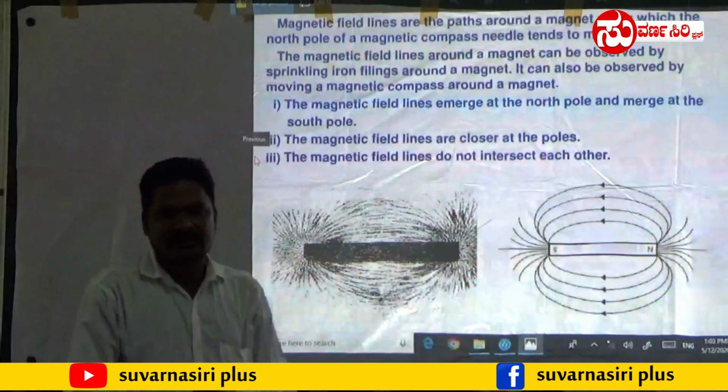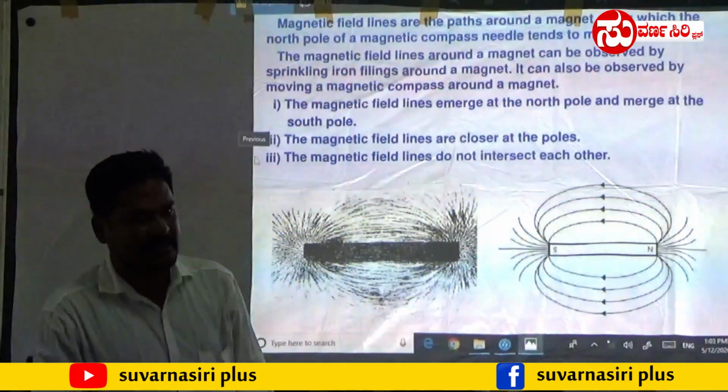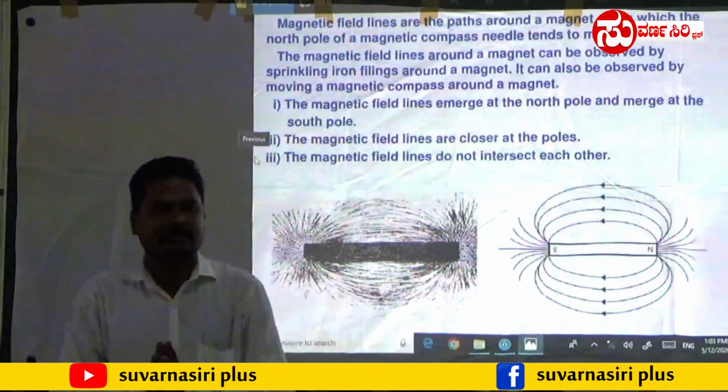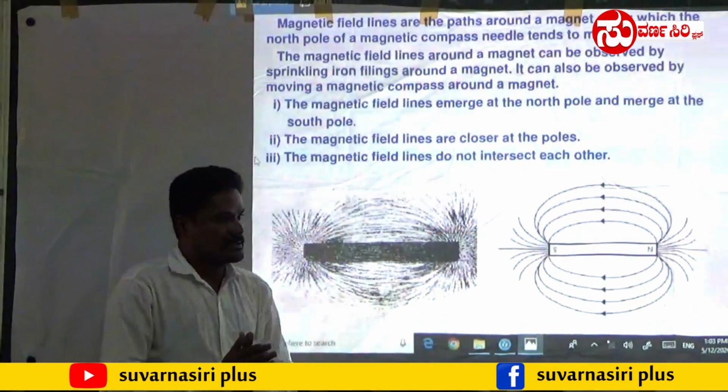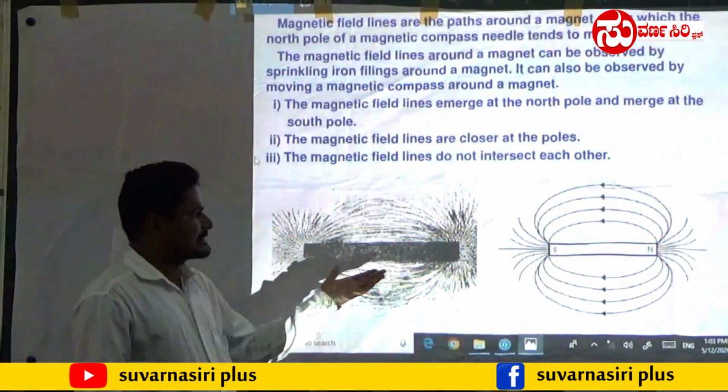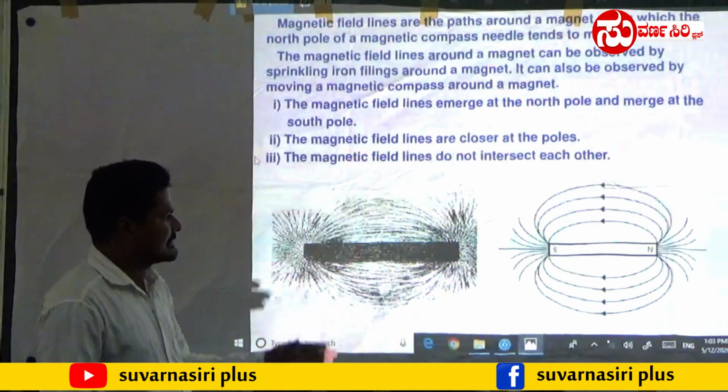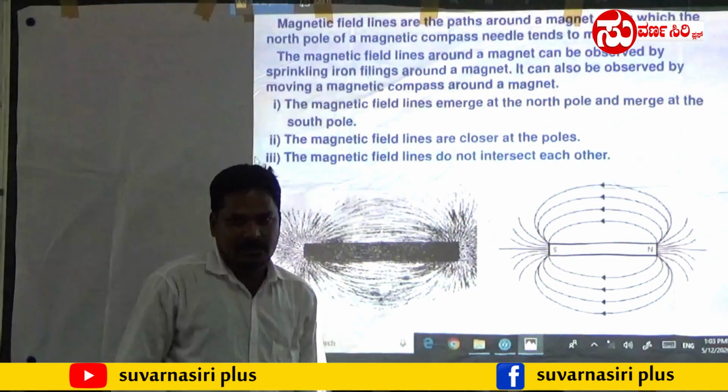Okay. So first of all, magnetic effect of electric current. First we discuss the magnet. So what is a magnet? Here the magnet contains two poles. One is the south pole and another one is the north pole.